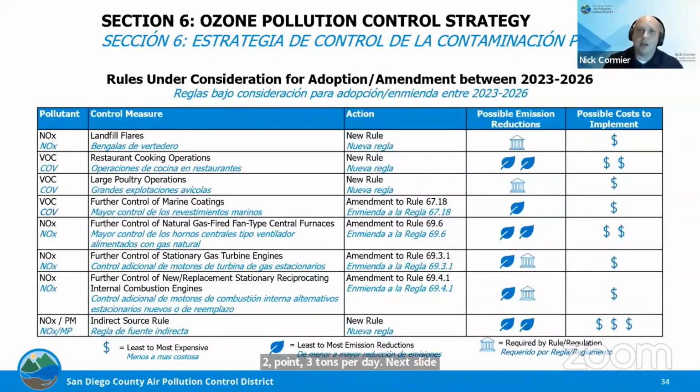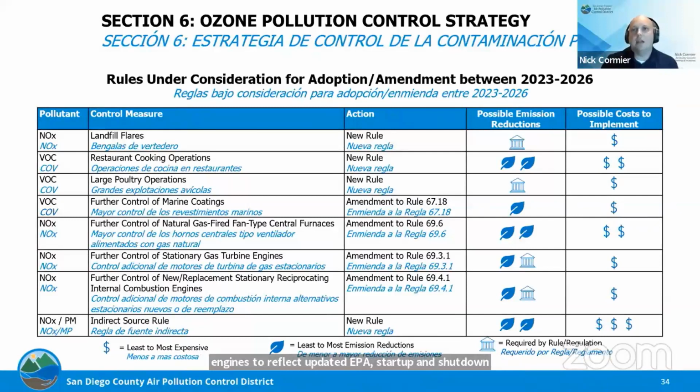The 2022 RACS proposes to schedule and adopt or amend up to 8 additional rules to further reduce NOx and VOC directly and GHG and PM indirectly over the next 3 years. These measures include some that are required by federal or state law, such as our forthcoming landfill flare rule, and further controls of gas turbine and stationary engines to reflect updated EPA startup and shutdown policies.